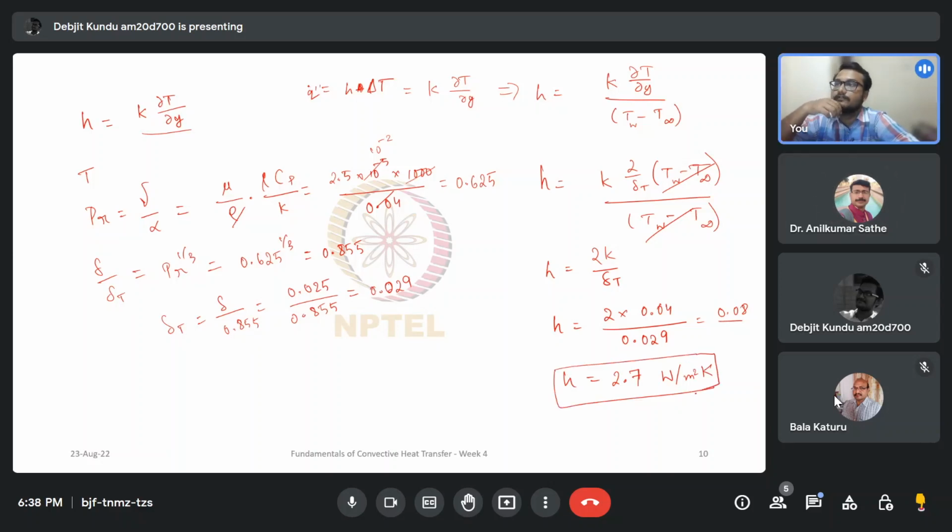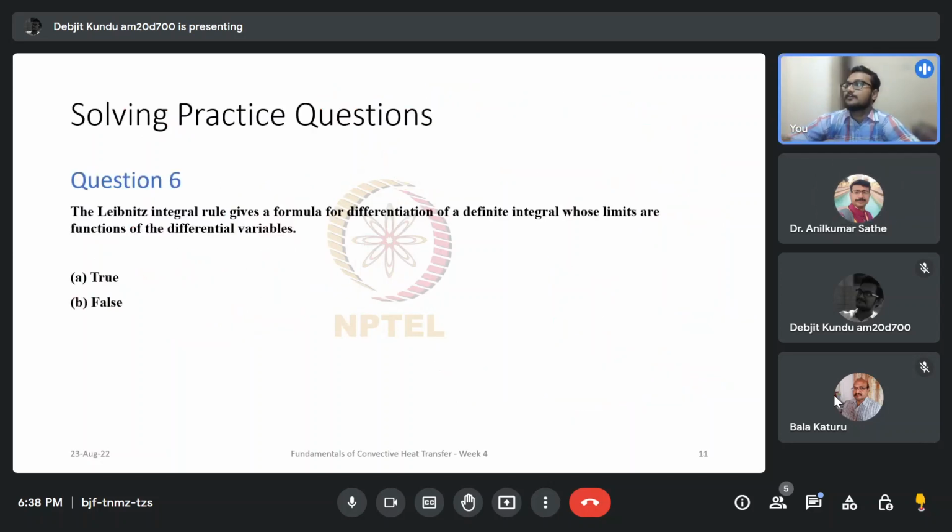This is how we can find out the shear stress as well as the convective heat transfer coefficient. Moving on, we'll move on to question number 6.